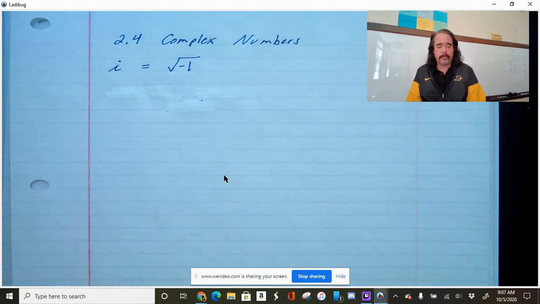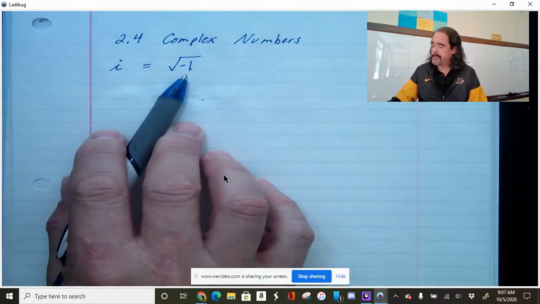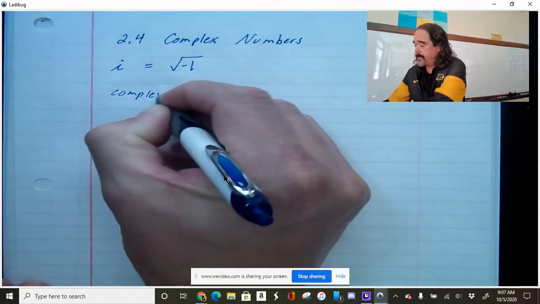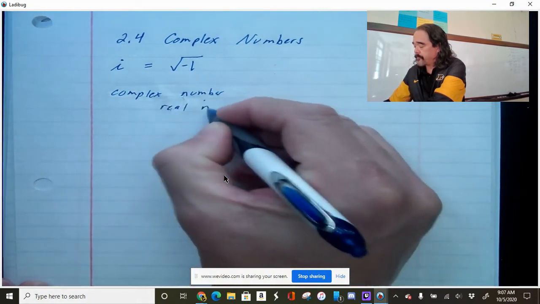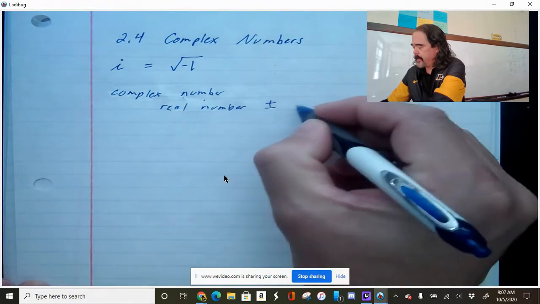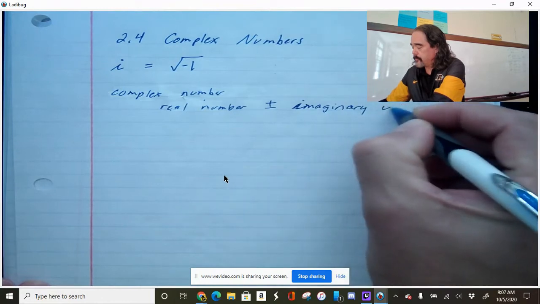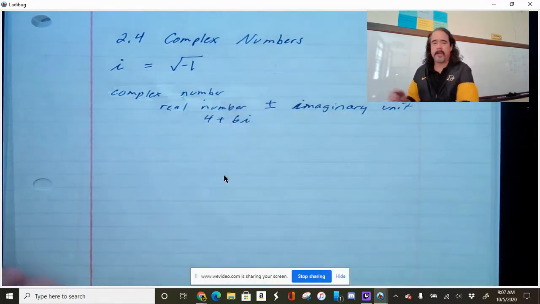Now, what is a complex number? A complex number is a combination of a real number and your imaginary unit, which is i. Now, you all have seen i before. i is a symbol that represents the square root of -1. A complex number is a combination of a real number adding or subtracting the imaginary unit. For example, 4 plus 6i would be a complex number.